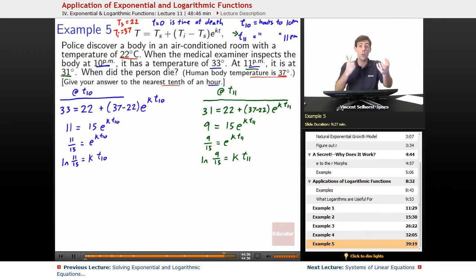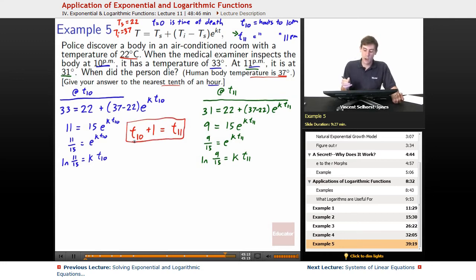Of course. How is T10 connected to T11? Well, 11 p.m. is 1 hour after 10 p.m., right? To get from 10 p.m. to 11 p.m., you go up 1 hour. So however many hours after death T10 is, we know that if we add 1 to that, we'll wind up being at the 11 p.m. mark. So T10 plus 1 equals T11. This key realization will allow us to solve things.